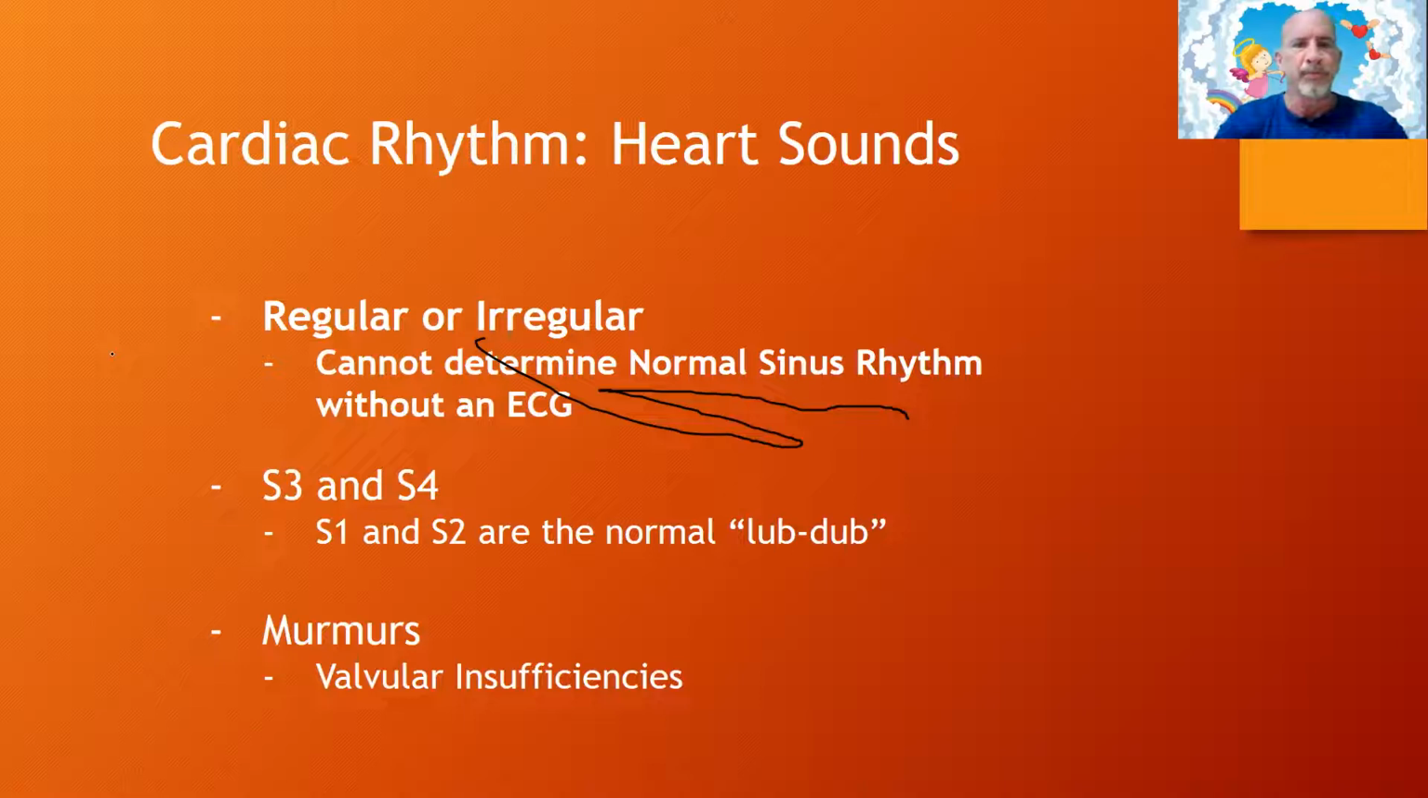Normal sinus rhythm. Normal sinus rhythm can only be determined with an ECG. That means everything in the heart rhythm is perfectly normal, and you've seen it on TV and everywhere else. We will talk about that when we get to the electrical system. If you hear somebody put the stethoscope on their chest and say, well, they're a normal sinus rhythm, you can't really say that because you haven't looked at their ECG. So don't do that. You can say they're regular or they're irregular.